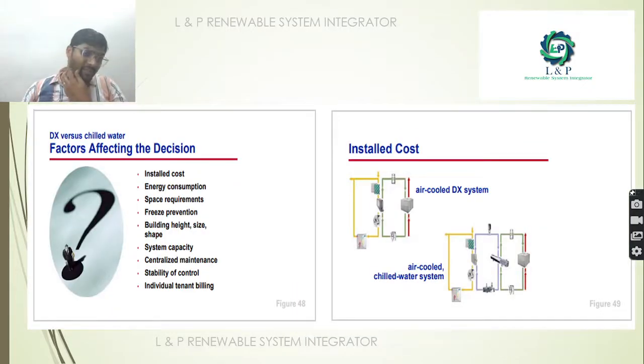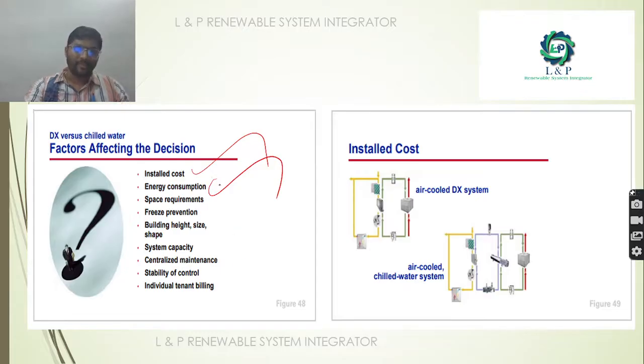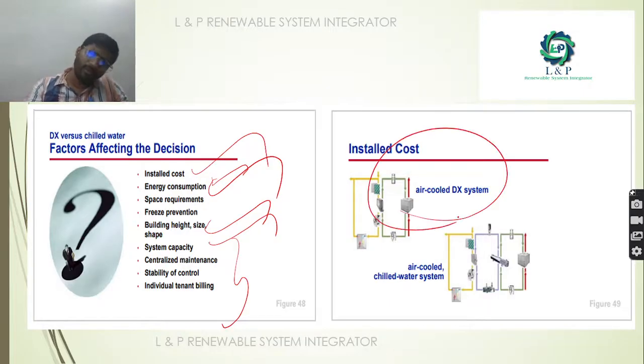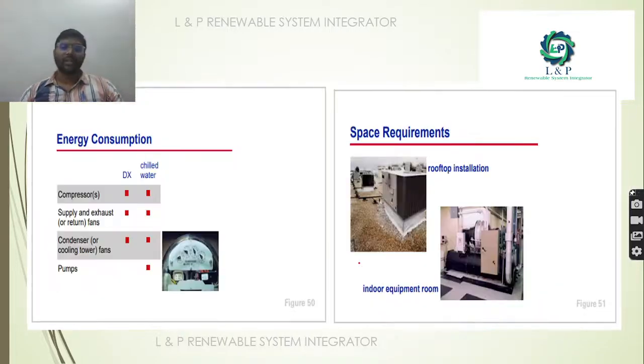And what are the factors which affect the decision? First and foremost, the installation cost you need to consider, then energy consumption, space requirement, building height, system capacity, stability and control, and individual tenant buildings. The cost is very important. If you plan to install for a smaller, scalable project, you can go with the air cooled DX unit. But if the project is very big and the capacity is very big, on such occasions it is better to go with the air cooled chilled water system.